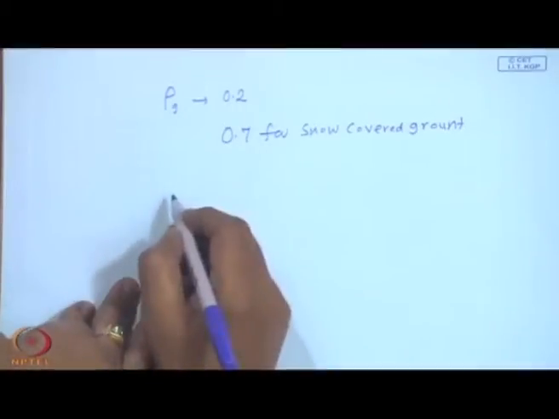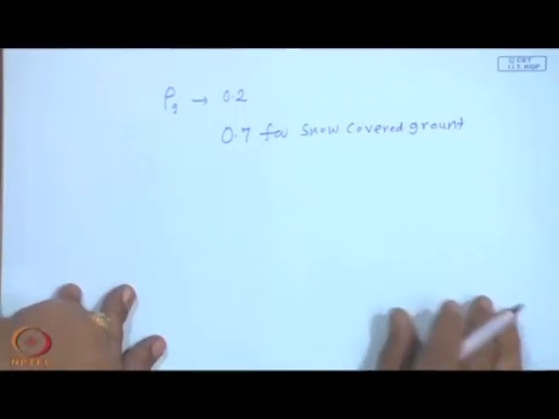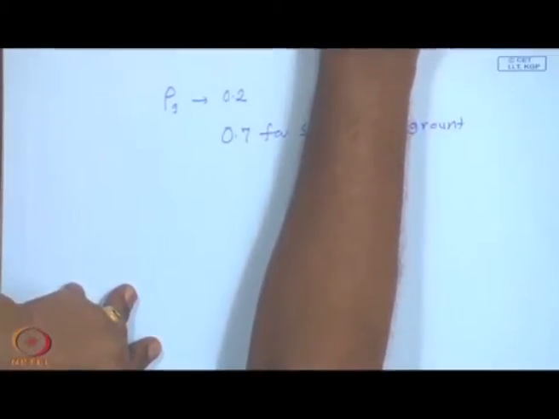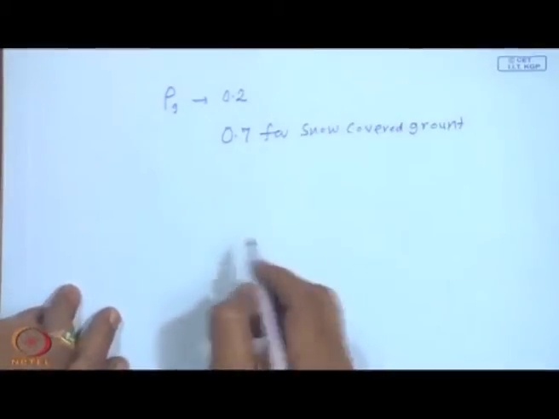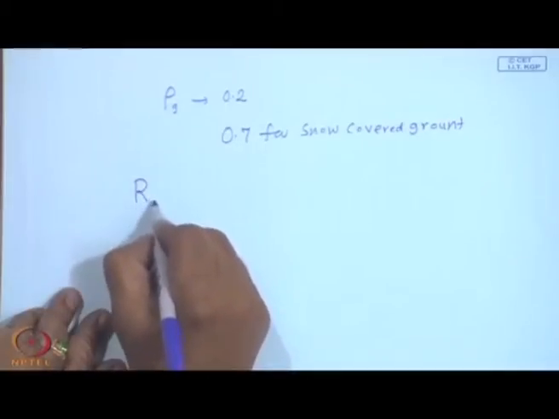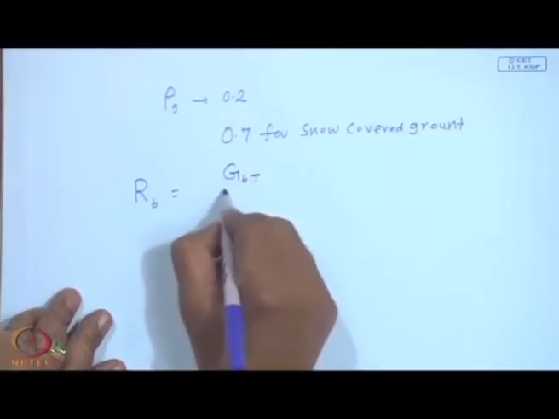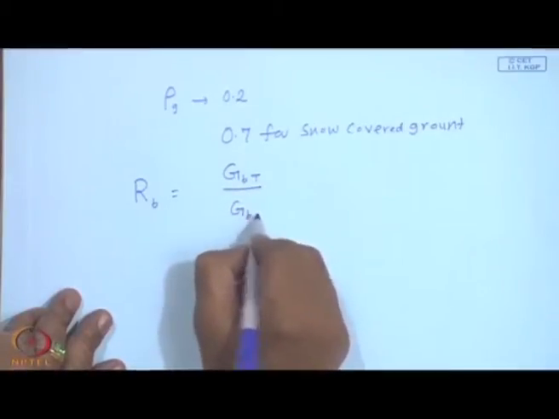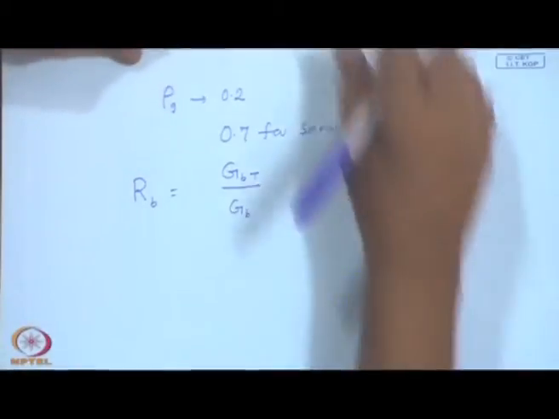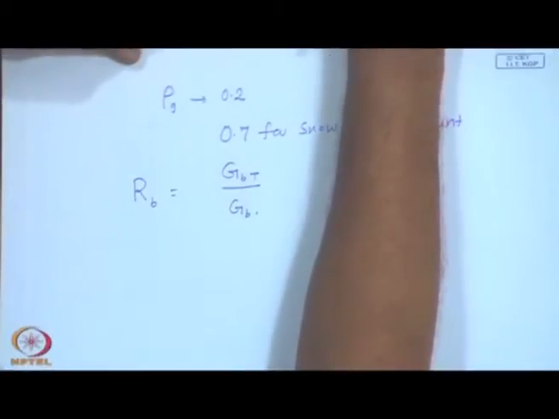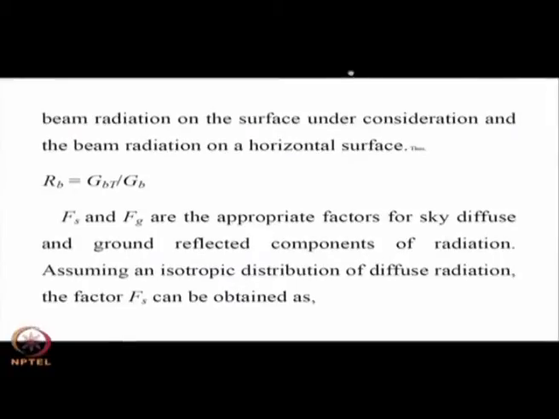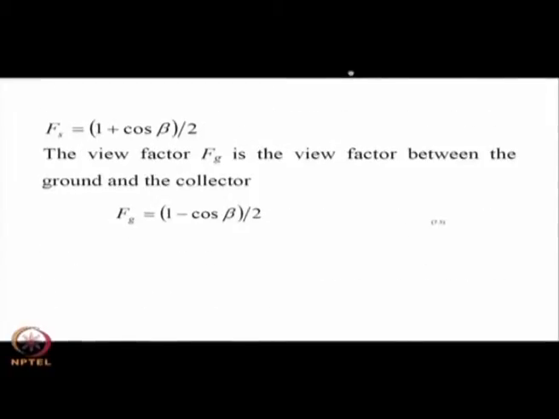Now, this R b is the instantaneous tilt factor, that is what we try to find out. So, I can write R b as G b on the tilted plane by G b on the horizontal plane. And we have already talked about F s and F g, the factors associated with the sky diffuse and ground reflected, which are given by 1 plus cos beta by 2 and 1 minus cos beta by 2.